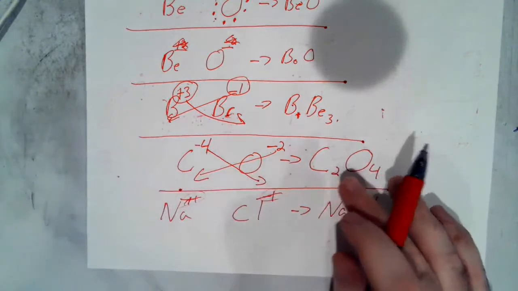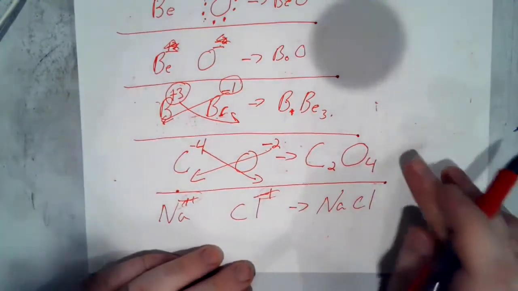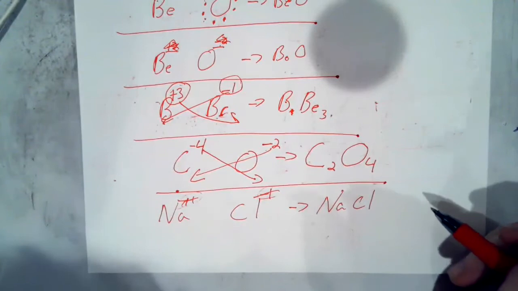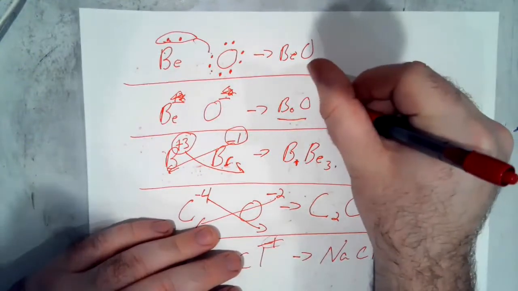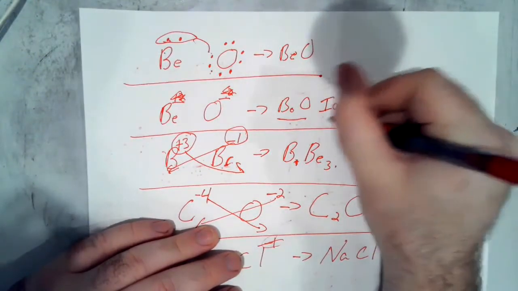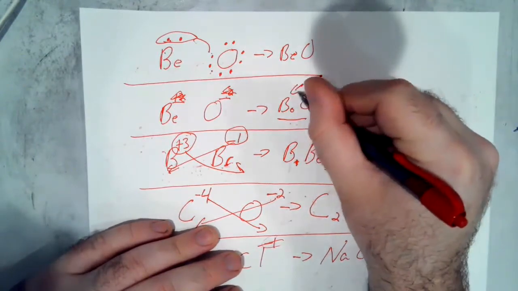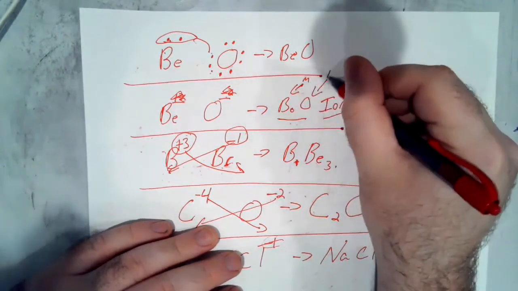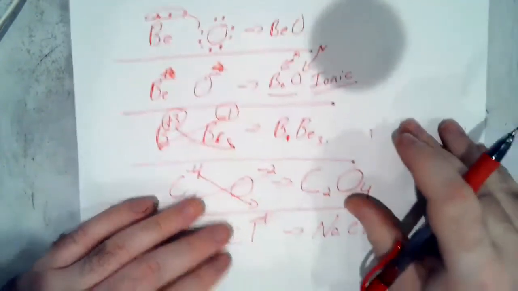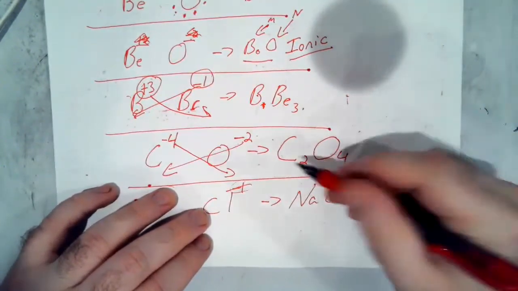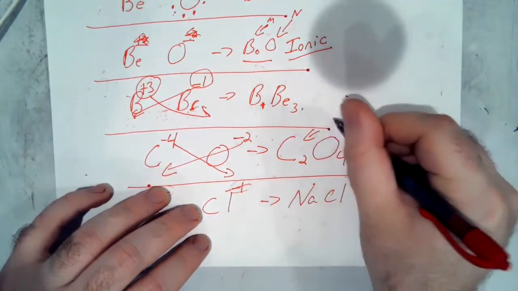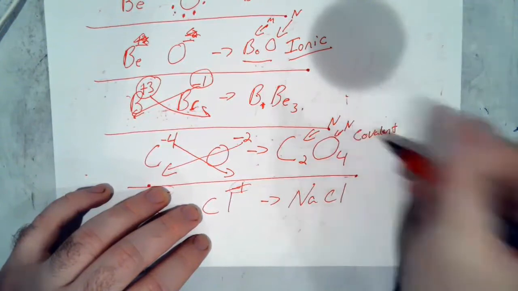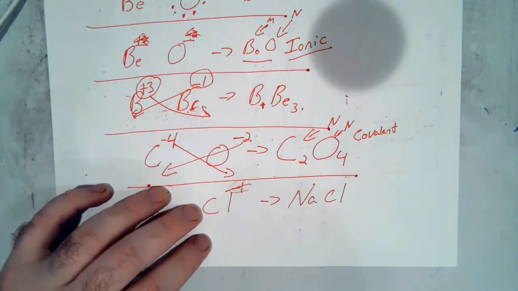Now, actually, you know what? I wanted to talk about the differences between these bonds. Beryllium and oxygen here, beryllium oxide, this would be considered ionic. Why? Because beryllium is a metal, oxygen is a non-metal. Metal, non-metal. Therefore, it's ionic. Down here, carbon and oxygen would be considered covalent because both of them are non-metals.